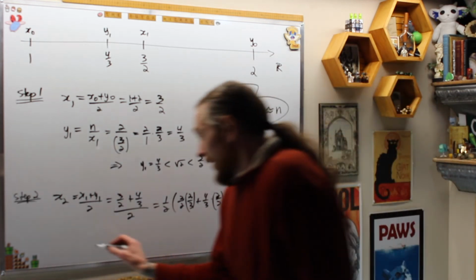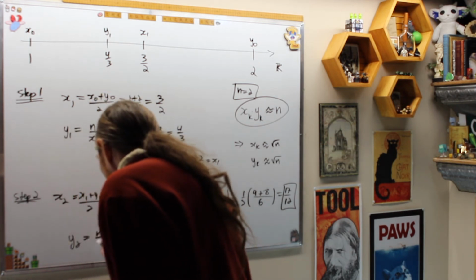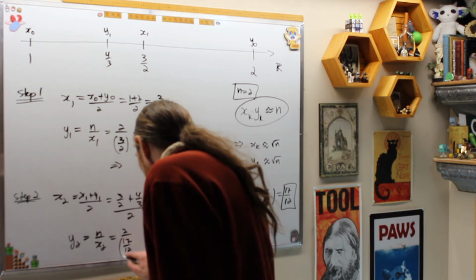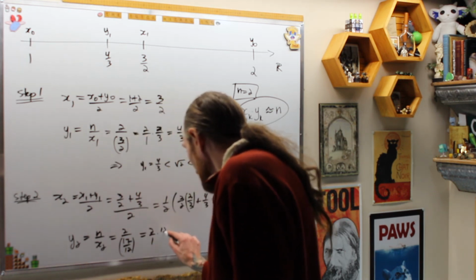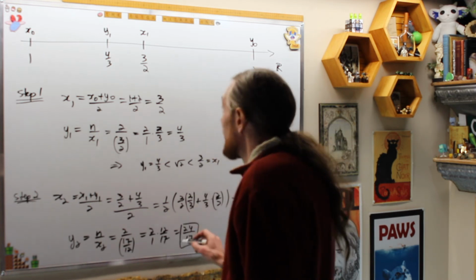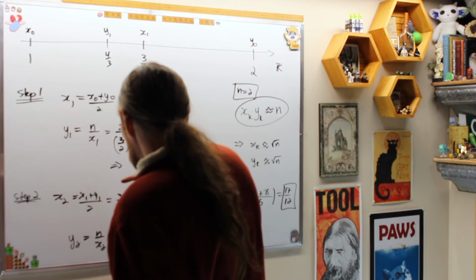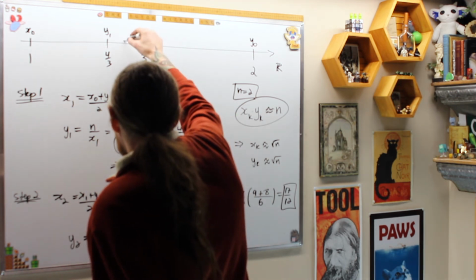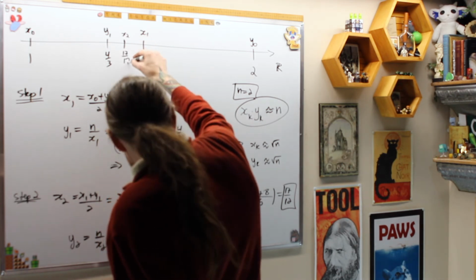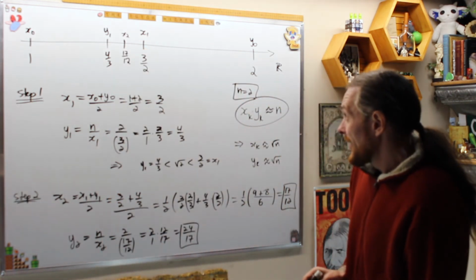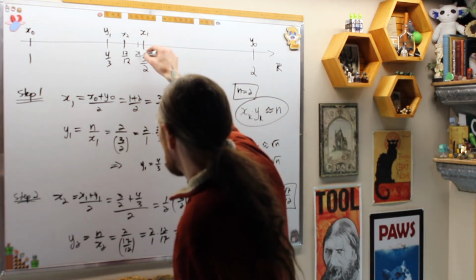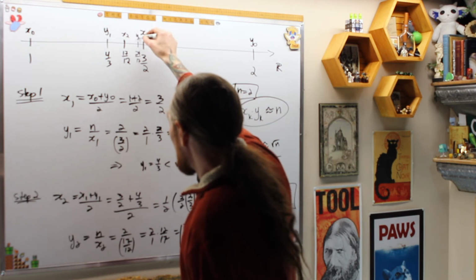Once I have that, my y2 is always n over x2, which is 2 over 17 over 12, which is 2 over 1 times 12 over 17, which is 24 over 17. So what we did was this last one, x2, which was the average, is going to be right in the middle of these ones. 17 over 12, and then the other one, 24 over 17, is going to go there, and that will be our y2.